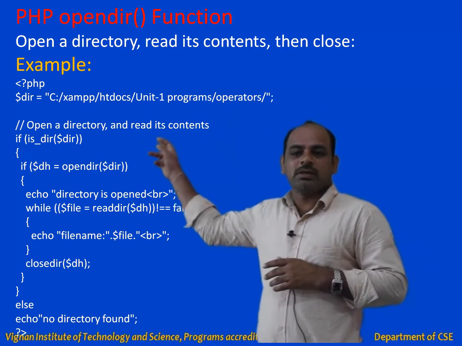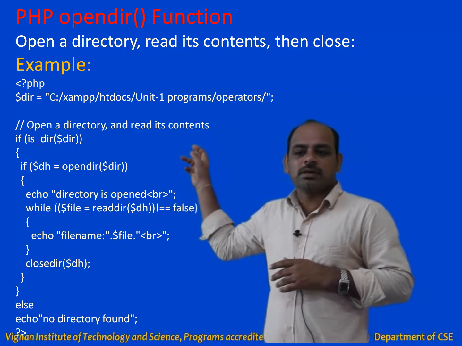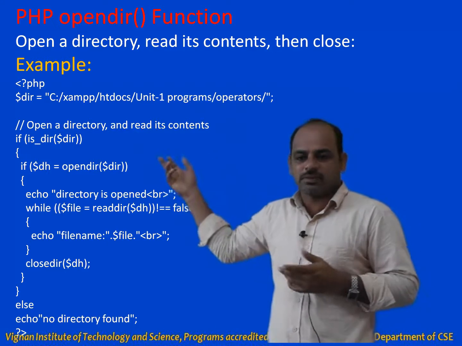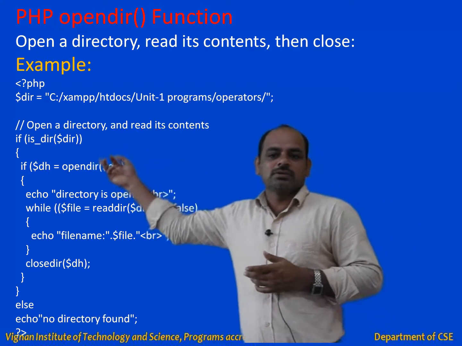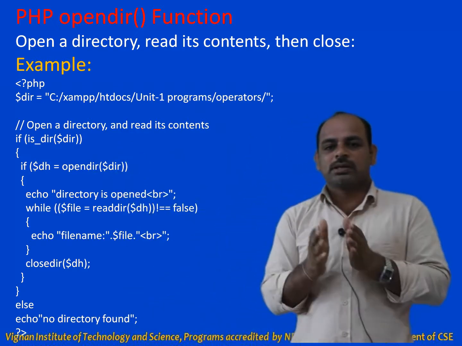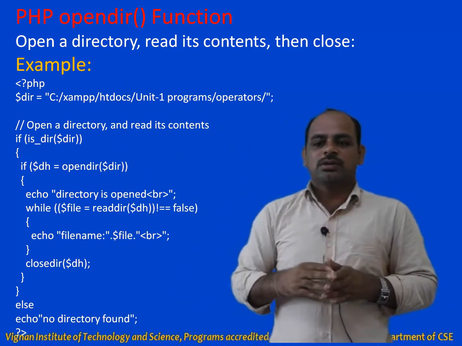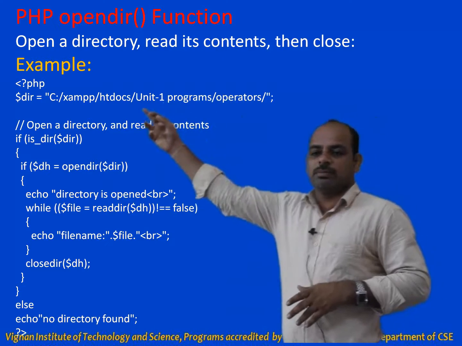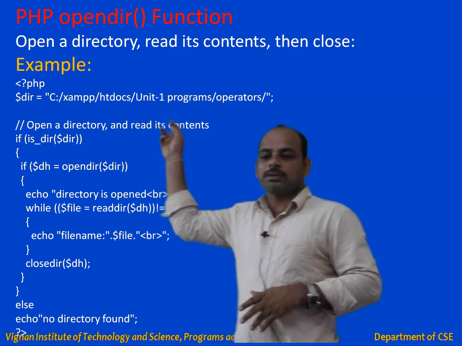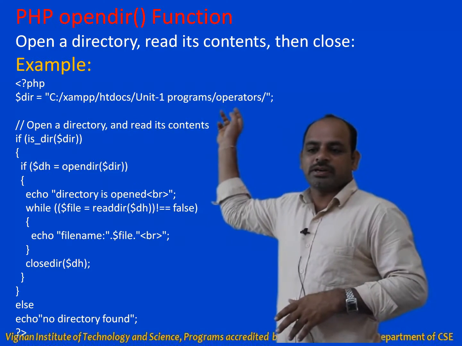So simply I can use open directory and read its content. Generally content means the file names or some other folders, other directories. Before opening that, we have to check whether that particular directory exists or not. So dir is a variable which is initialized with the path to the current directory.